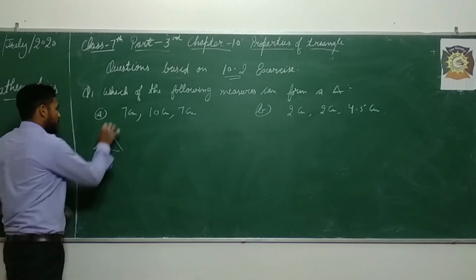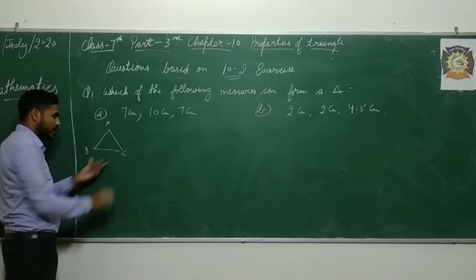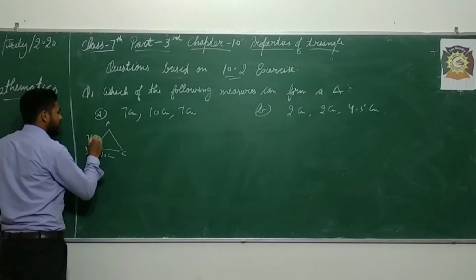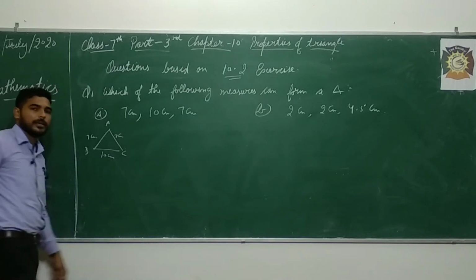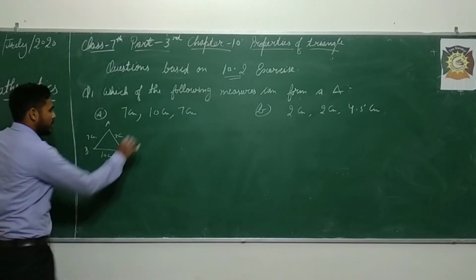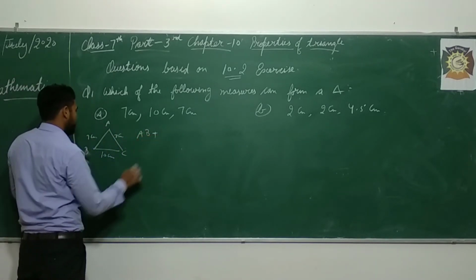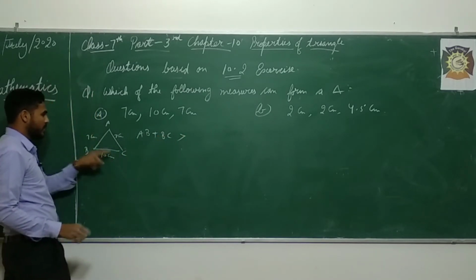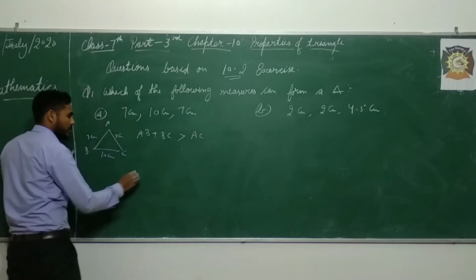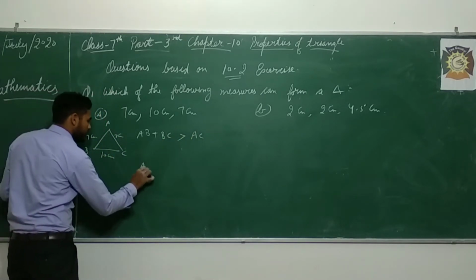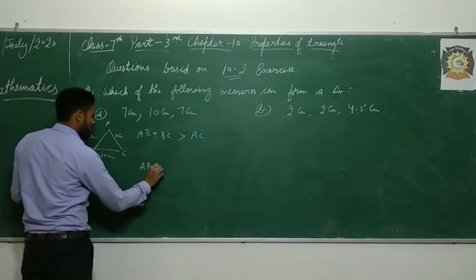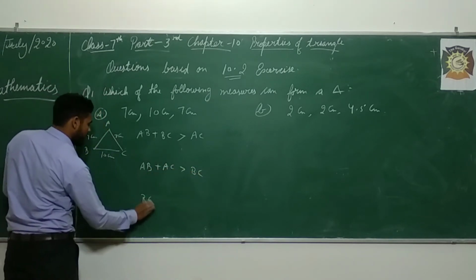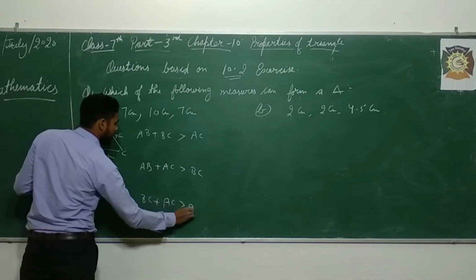First, draw a rough picture: 10 centimeter, 7 centimeter, 7 centimeter. And the sum of two sides: AB plus BC greater than AC. After that, AB plus AC greater than BC, and the last one is BC plus AC greater than AB.